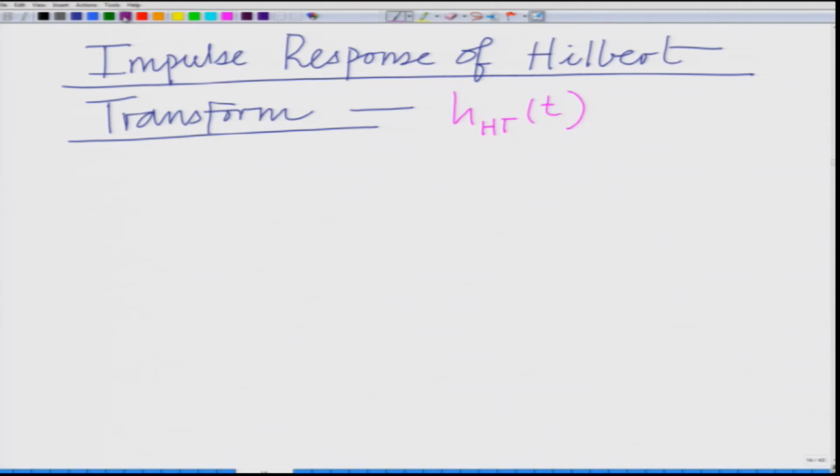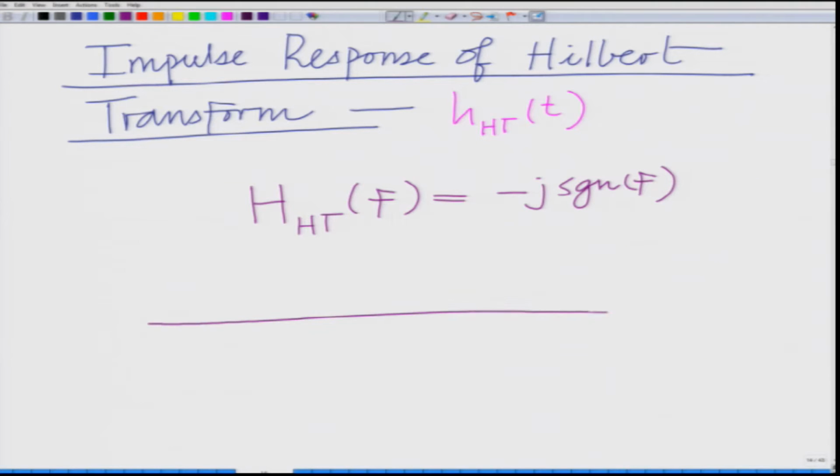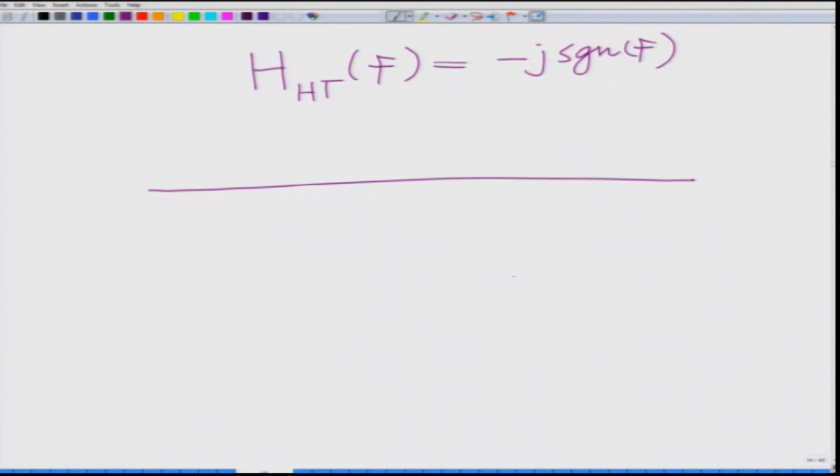To start with, let us recall that the frequency response of the Hilbert transform is minus j sgn(f), which looks something like this. For convenience, I can denote it as j for f less than 0, minus j for f greater than 0, and for f equal to 0, this is 0. So, this is your minus j sgn(f).